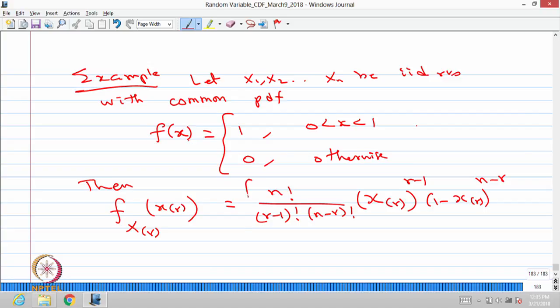So, this is valid whenever the rth order statistic lies between 0 and 1, and this is true for r equal to 1, 2 and so on till n, 0 otherwise. So, the probability density function is non-zero when x(r) lies between 0 and 1, otherwise it is 0, and this way you can find the probability density function for r equal to 1 to n.